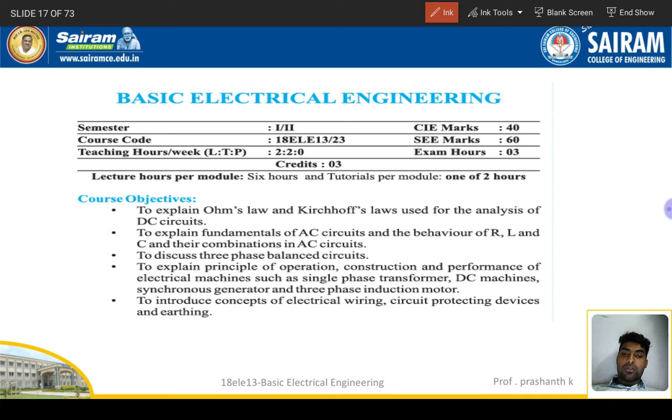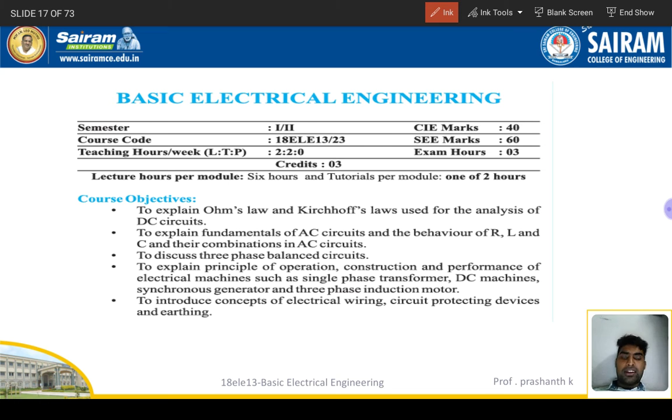So semester 1 and 2, P cycle: some branches will take it first, and some branches will take it second. So first semester will be there, second semester will be there. Continuous internal evaluation is 40 marks. Course code is 18ELE13, or 23 for the second semester if they have a P cycle in the second semester. Semester end examination marks 60, and teaching hours: lecture 2 hours, and tutorials 2 hours.